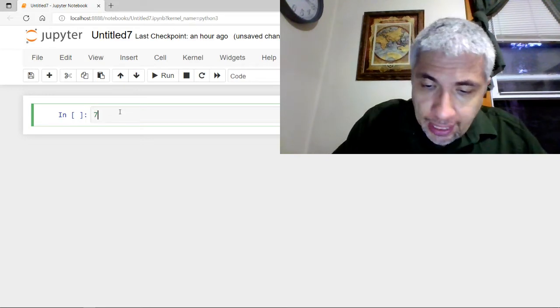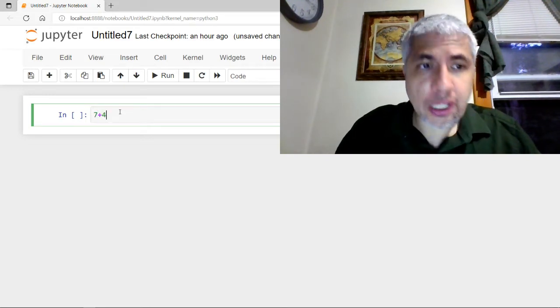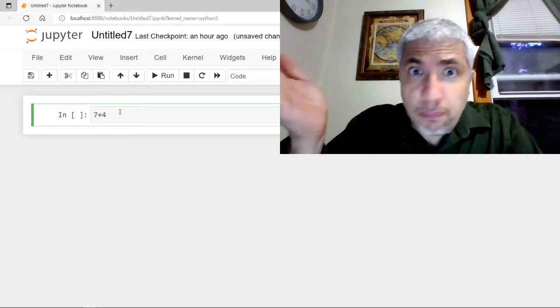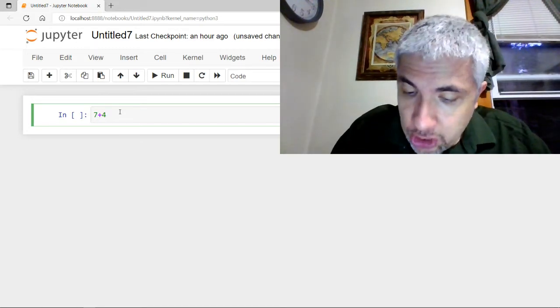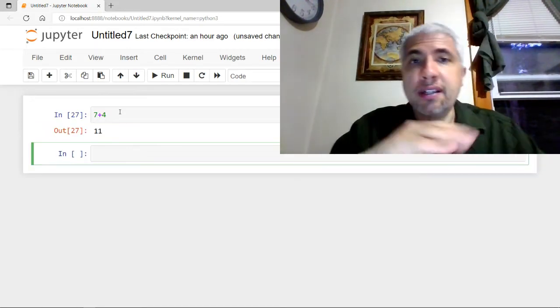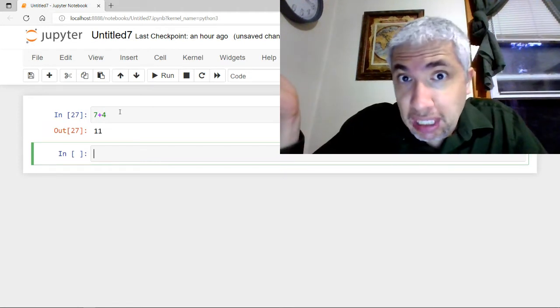And let's try to add 7 and 4. In order to do that, I'm just going to type 7 plus sign 4, and then I'm going to hit Shift Enter. And what it does is it gives me the output, which is 11.